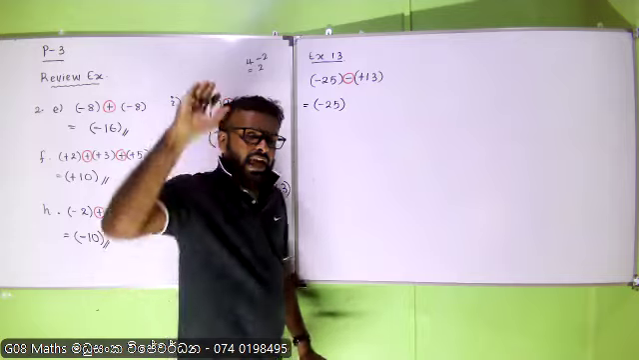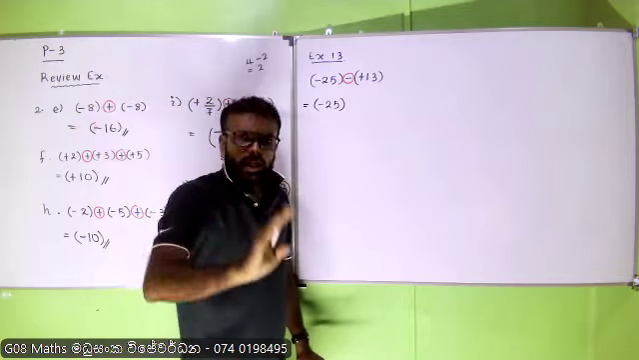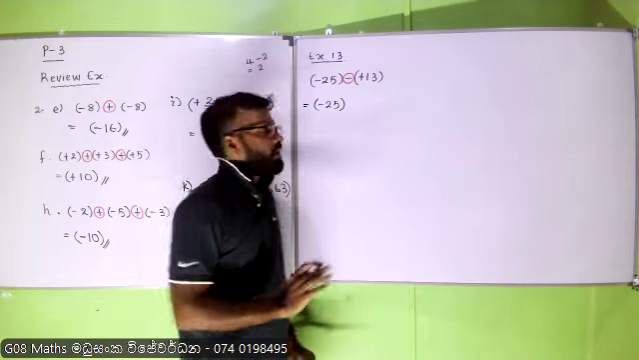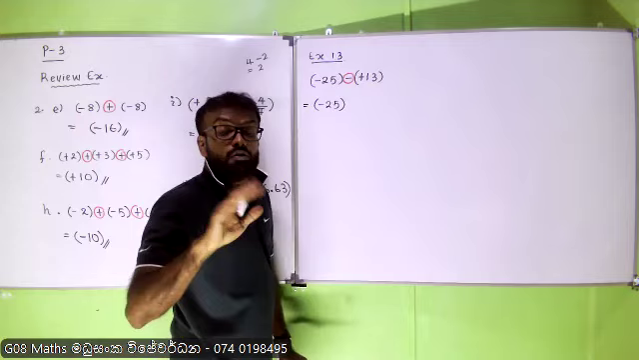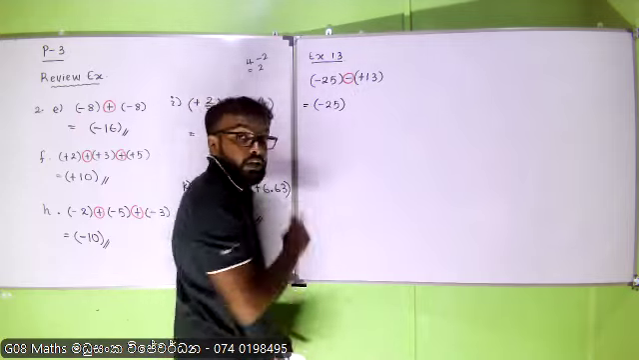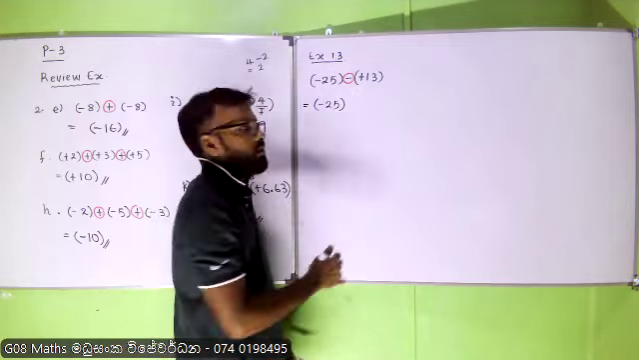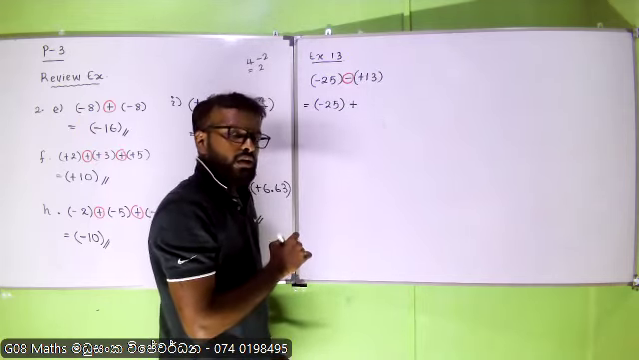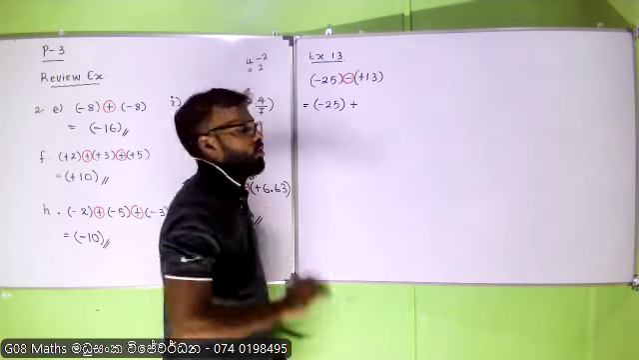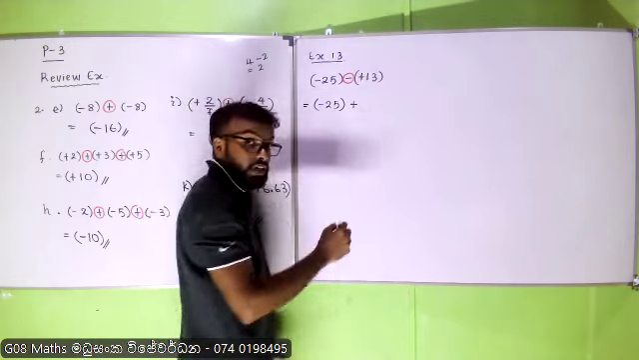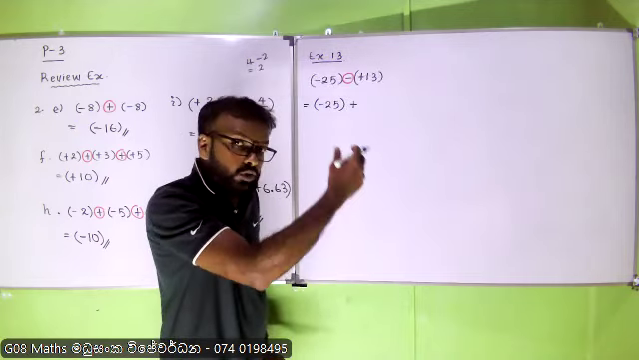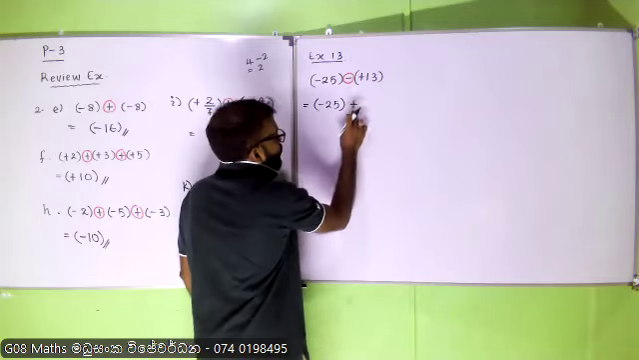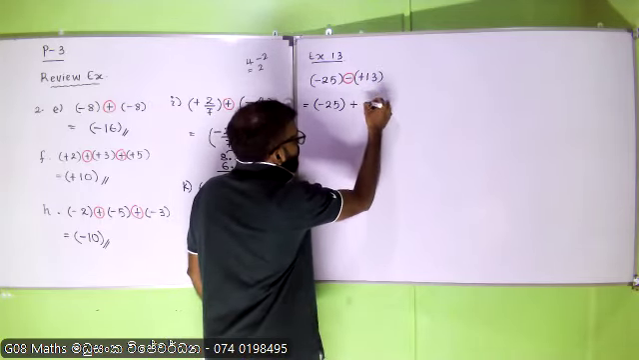Right? You have to write the first number as it is: negative 25. Then you are going to convert your negative sign into a positive sign. Is that all? No. This is positive 13. You have to convert that positive 13 into negative 13 at the same time. Negative into positive, positive into negative. Do the opposite.